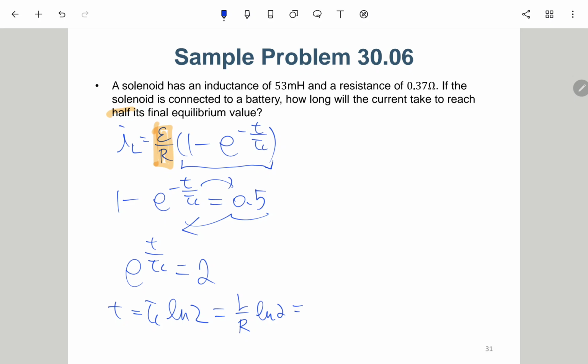So it is actually 53 times 10 to the negative third power over 0.37 times natural log of 2. So this is nothing but 0.1 second.